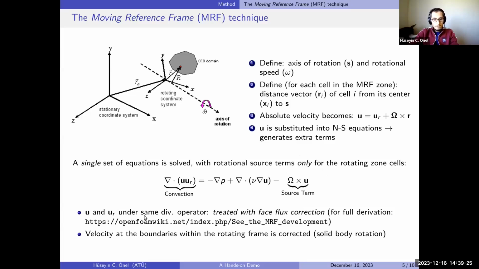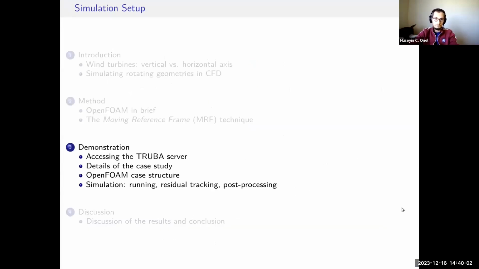U and U_R appear under the same divergence operation. So it is an uncommon practice in CFD. This is treated with phase flux correction. The full derivation can be seen in this link. You can check it. Velocity at the boundaries within the rotating frame is also corrected. So if you have some wall boundaries or any other boundaries within the rotating frame, the solid body rotation is satisfied by correcting the velocity at the boundaries.